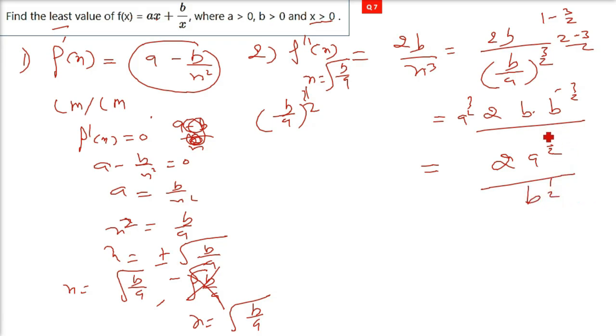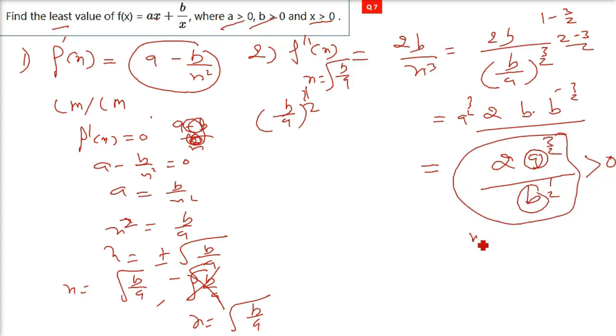But at what point? A is greater than 0 in the question, b is greater than 0 in the question. When they both are greater than 0, the whole expression is greater than 0, that is you are going to get a minimum value, least value.